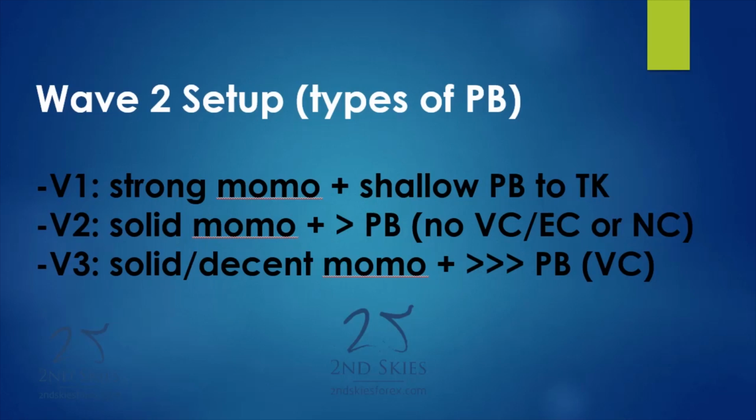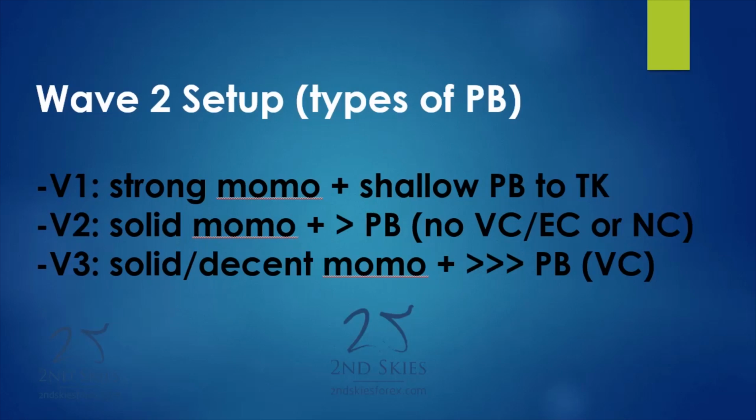V2 of the wave setup is we have solid momentum, but we have a slightly larger pullback. And what that means is that even though the pullback is slightly bigger than the V1, we're not talking about a V-calc. We're talking about an E-calc or an N-calc. So they have slightly bigger pullbacks, but they're not a 50% plus retracement into the prior I wave.